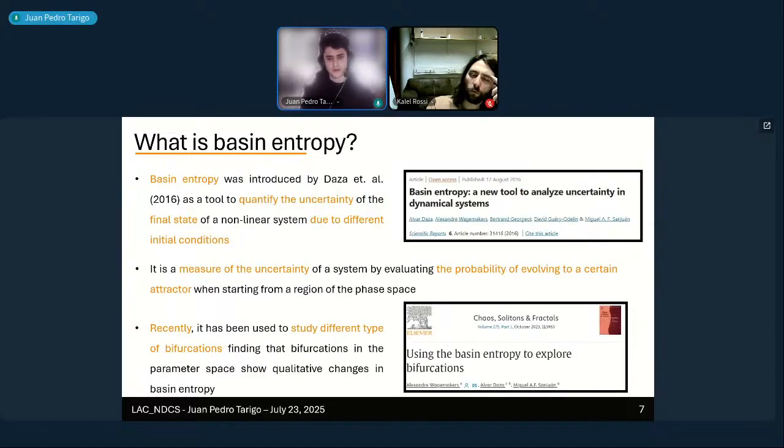So then we use Bayesian entropy to see what happens near the bifurcations. Bayesian entropy is basically a tool introduced by Daza in 2016 to quantify the uncertainty of the final state of a system due to uncertainties in the initial conditions. It was recently used to study different types of bifurcations in non-delayed systems, and now in delayed systems too.